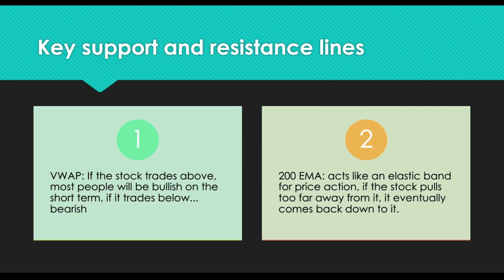As for VWAP, what we mean is if the stock is trading above VWAP, it's usually more bullish for short-term investors. And if it falls below that VWAP, most traders are going to be looking to short or stay out of it. So that usually means the stock is going to decrease in value.